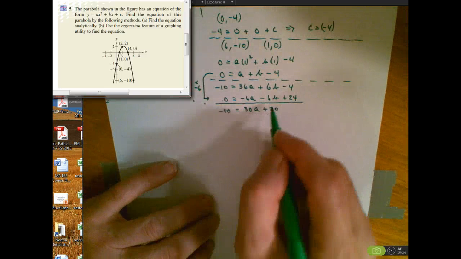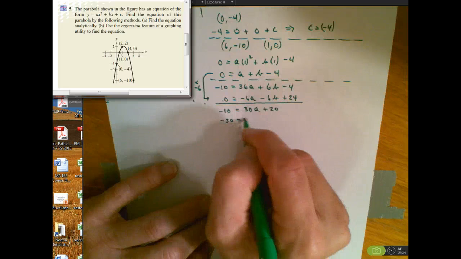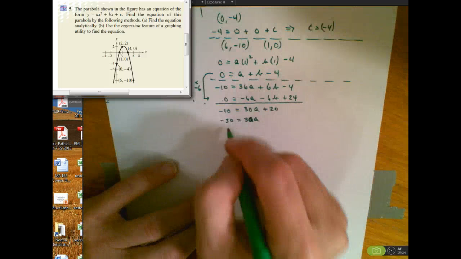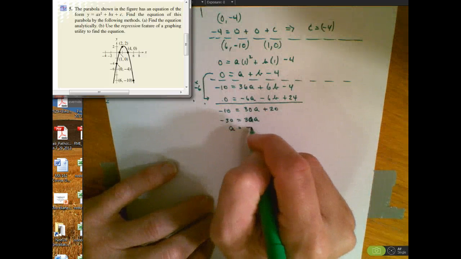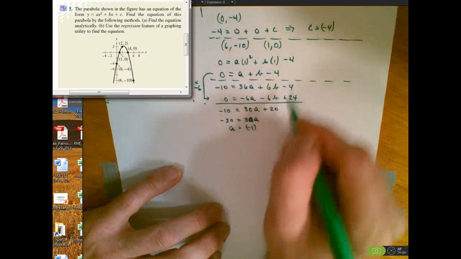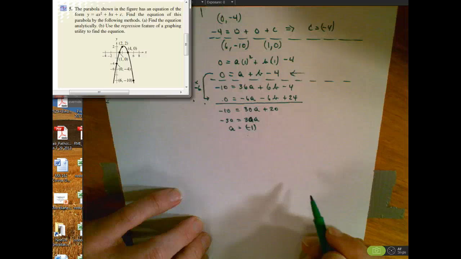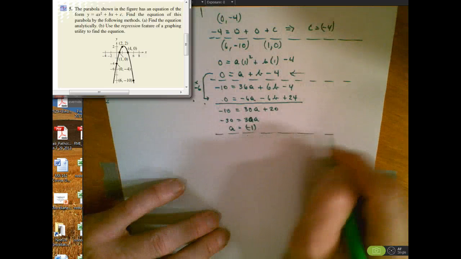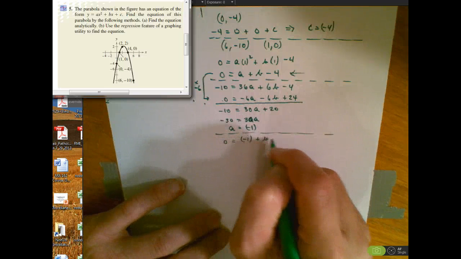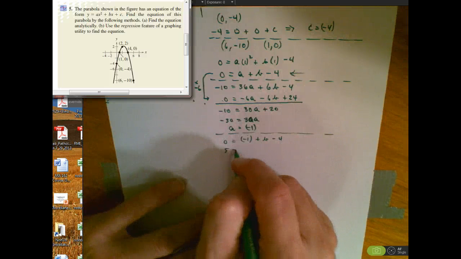Let's solve for a. I bring the 20 to this side, and -30 is equal to 30a. By inspection, I can tell that a has to be -1. So I'm going to write a is equal to -1. Then I'll use the simple equation and substitute a is -1 and solve for b. So 0 is equal to -1 plus b minus 4. Combine that, that's -5. Put it on this side, and I get b is 5.